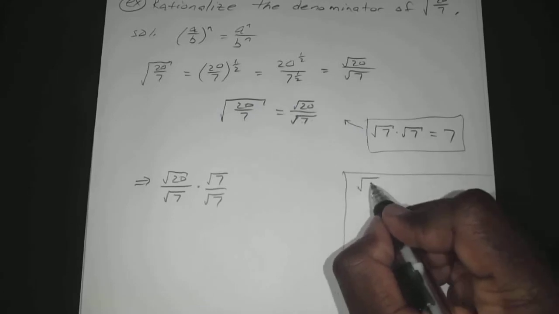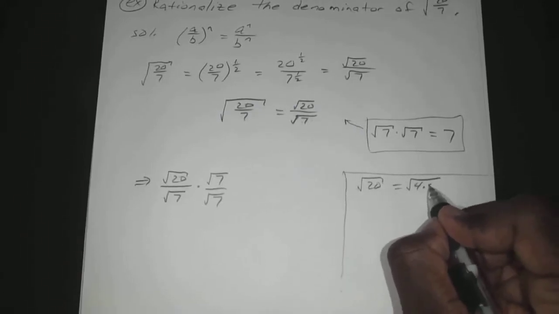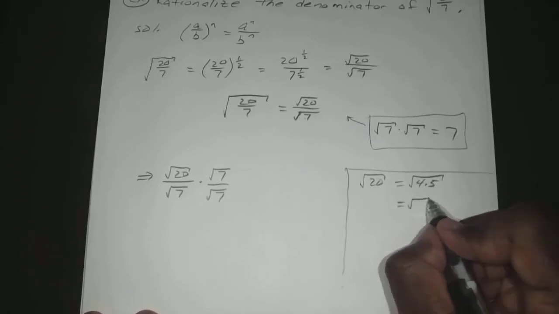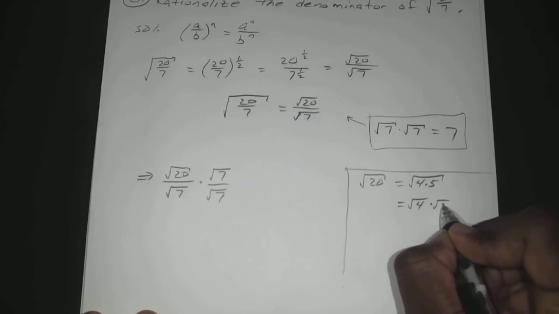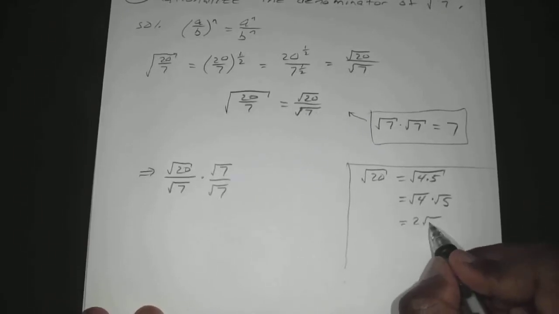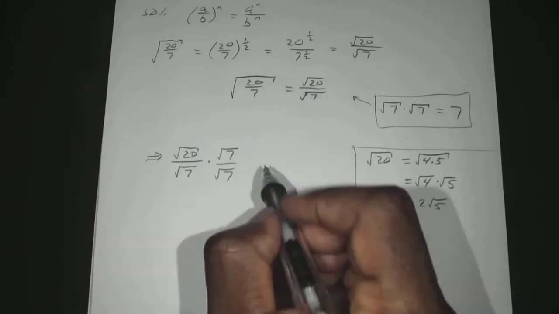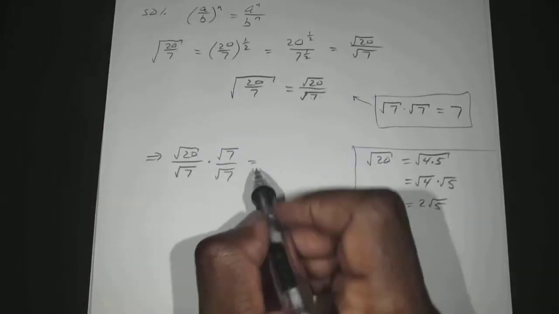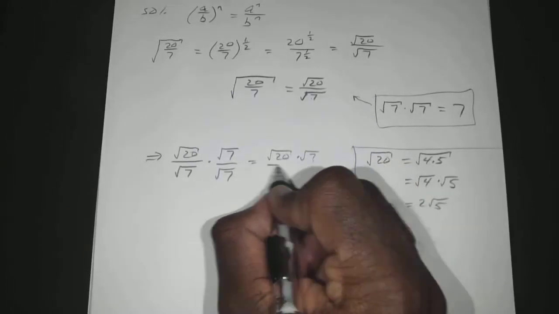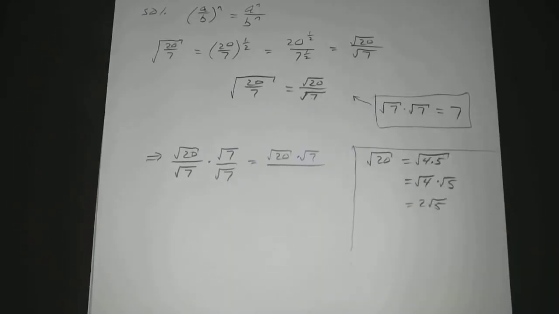Okay, so we know that square root of 20 is just square root of 4 times 5, which is square root of 4 times square root of 5, which becomes 2 square root of 5. Okay, so that gives us square root of 20 times square root of 7 over square root of 7 times square root of 7. We already know that's 7.